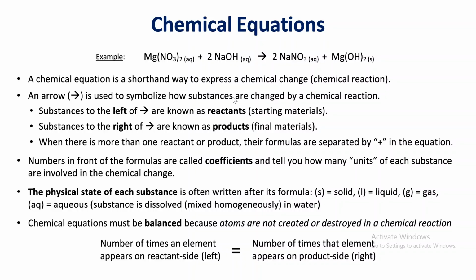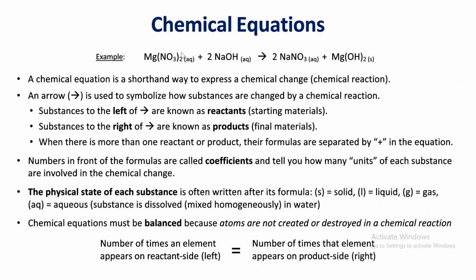It symbolizes how substances are changed by a chemical reaction. Now, when there is more than one reactant, we separate them by a plus sign. So we say MgNO3 plus NaOH. Every reactant and product is going to get a physical state.